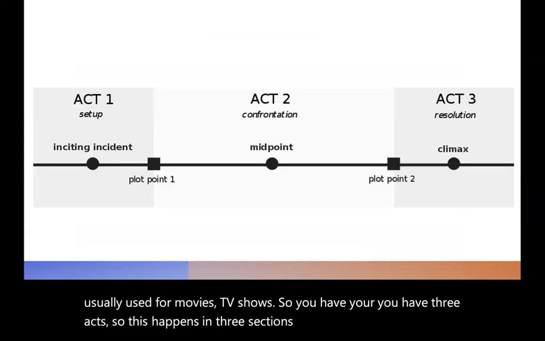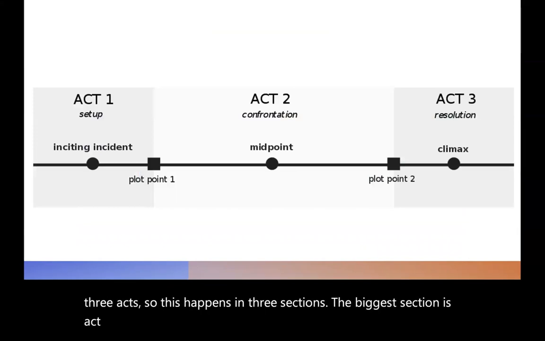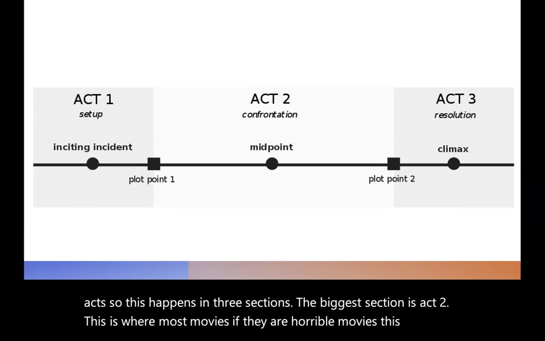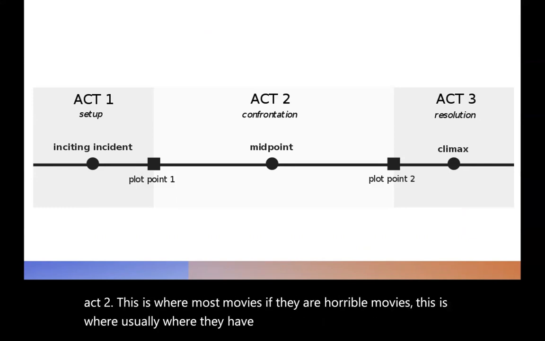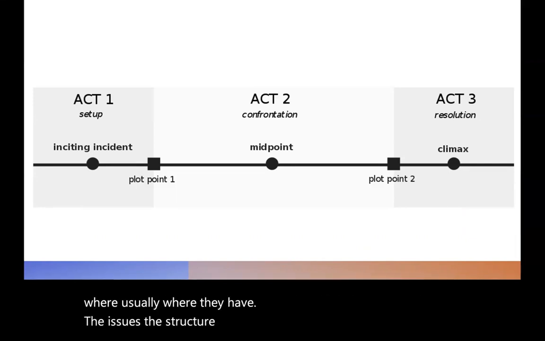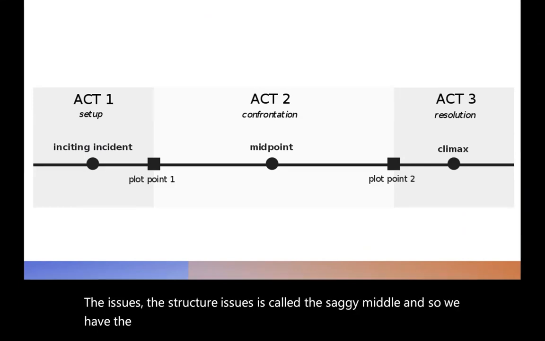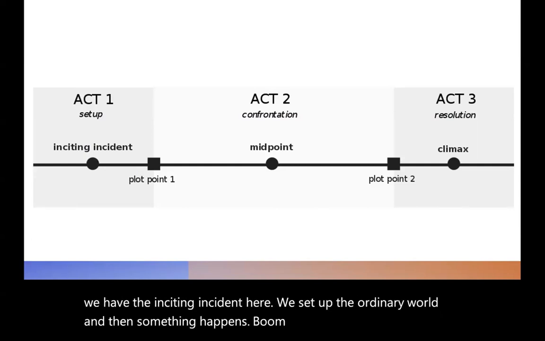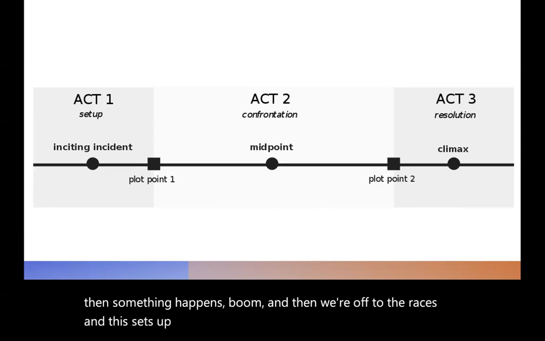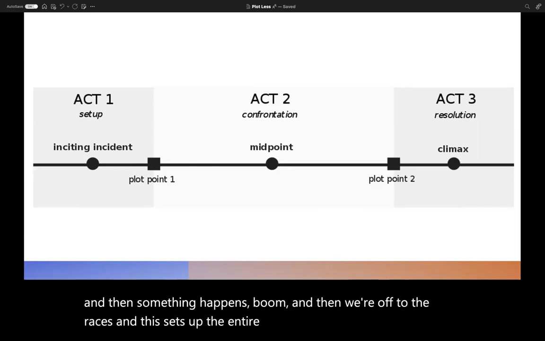The biggest section is Act 2. This is where most movies, if they are horrible movies, usually have the structure issues, what's called the saggy middle. And so we have the inciting incident here. We set up the ordinary world, and then something happens, boom, and then we're off to the races. And this sets up the entire structure or the entire story.